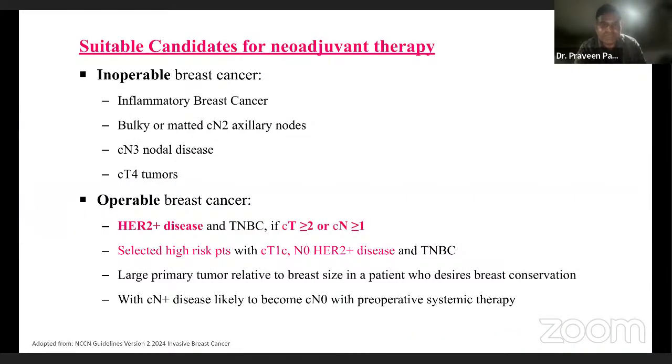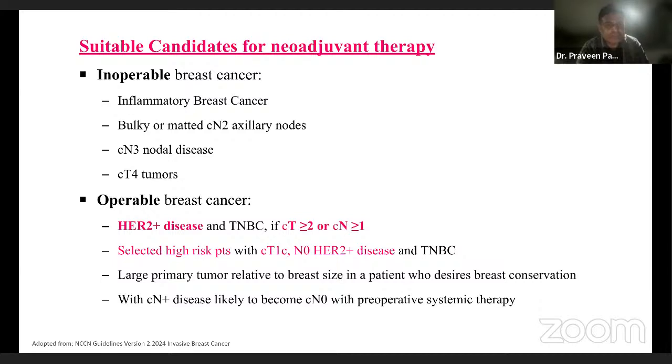So we know that patients who got the pCR do well, and then we can also change the treatment. So who are the patients suitable for neoadjuvant therapy? The classical ones are inoperable breast cancers, like inflammatory breast cancer, T4d, or bulky or matted nodes. They should receive neoadjuvant chemotherapy. N3 nodal disease, T4 or T3 tumors should also get it, because they are inoperable, or at the time of surgery they may need some kind of plastic surgery with a graft or flap, so they need neoadjuvant chemotherapy to decrease the size of the primary or the node.